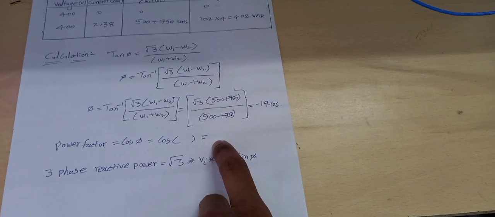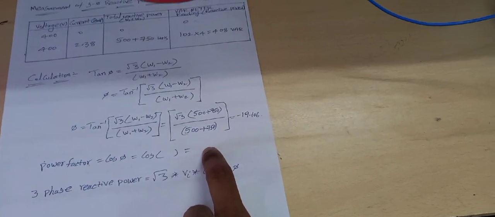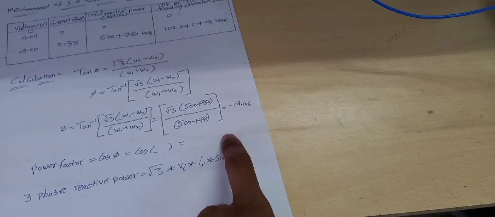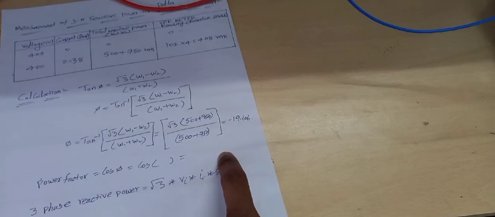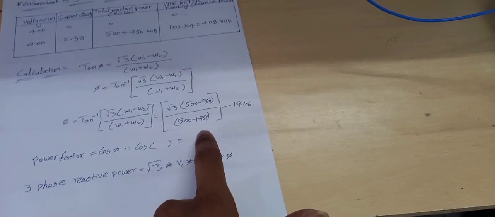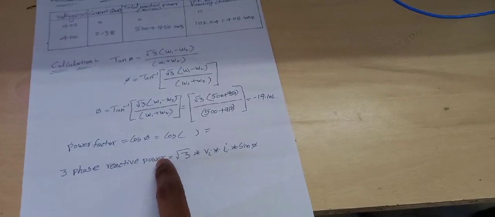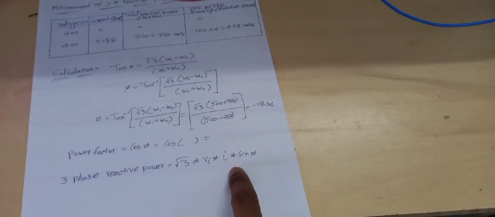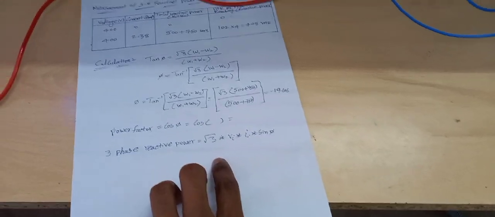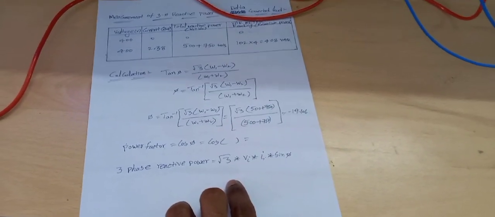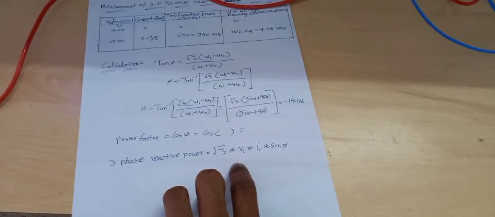Then we will go for calculation of power factor. So this value we can substitute here, then we can get 0.86 or 0.87, 0.89 something, approximately 0.9 something like that. So this one is a lagging power factor. The 3-phase reactive power we can also get, approximately 400 something. Okay, you remember this one. So we will go to the calculation part.